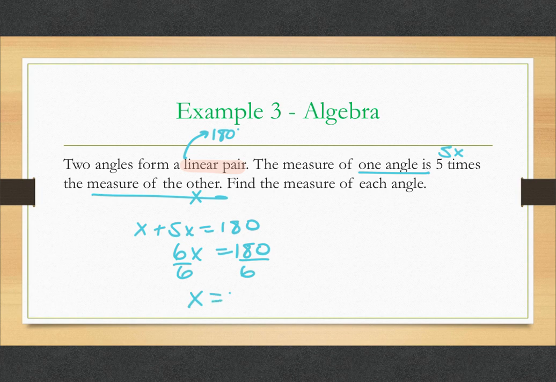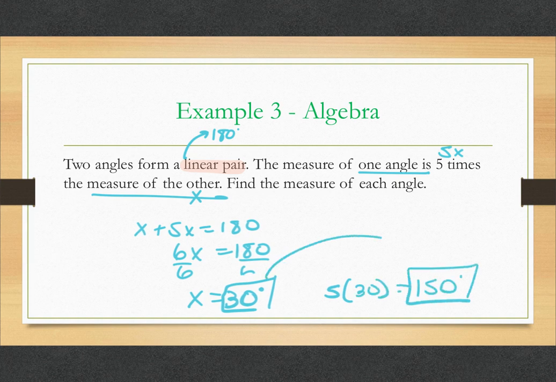And x is 30 degrees. So the smaller measure is 30 degrees. And then 5 times that would be 150 degrees. Double check by adding them together to make sure they give you the 180, and they do.